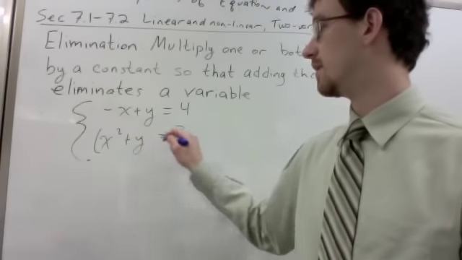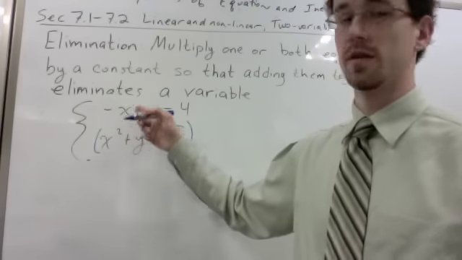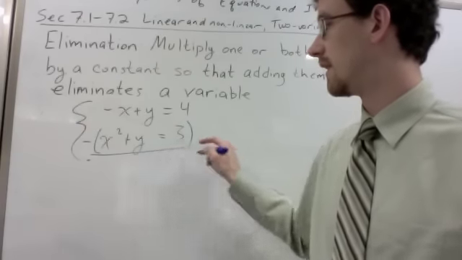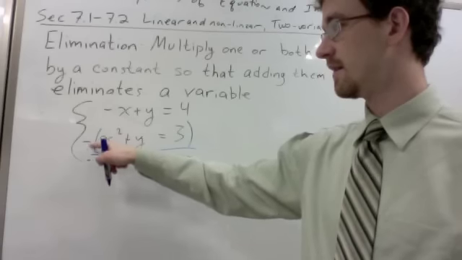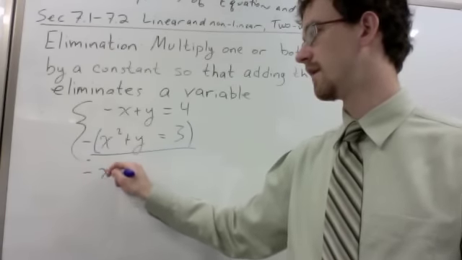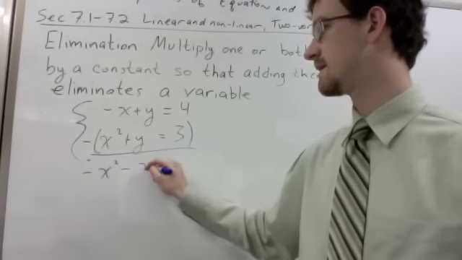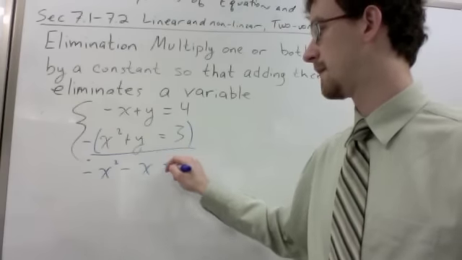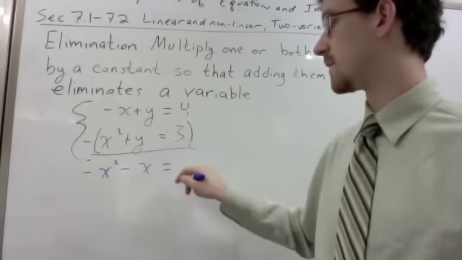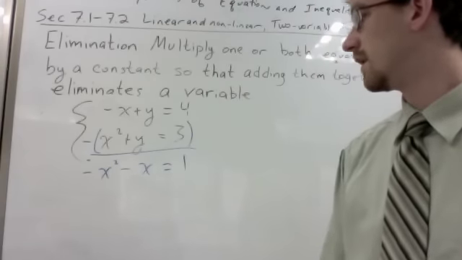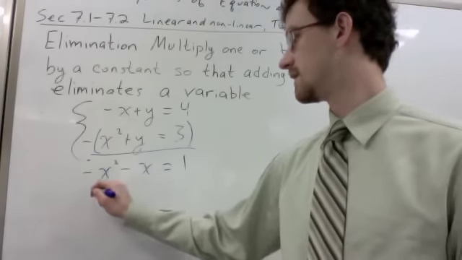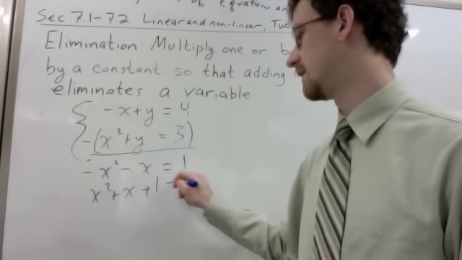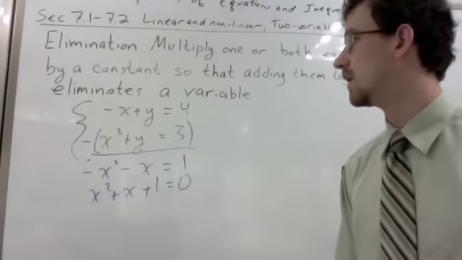We can multiply the second equation, or the first one, doesn't matter, by -1. And then when we add them together, we get -x squared minus x. We have a positive y and a negative y that cancel out. On our right side we have 4 minus 3, which is 1. This gives us x squared plus x plus 1 equals 0.